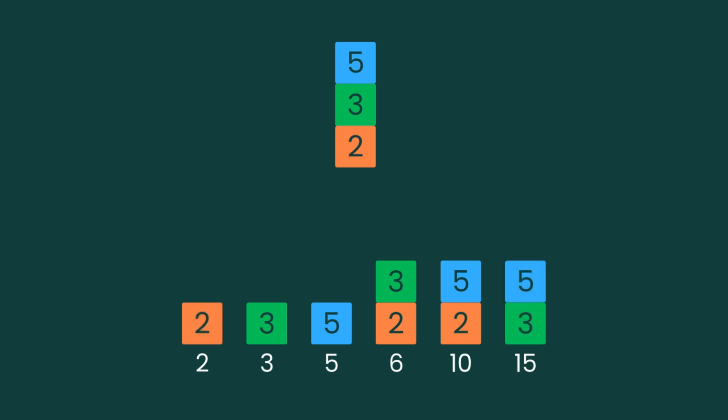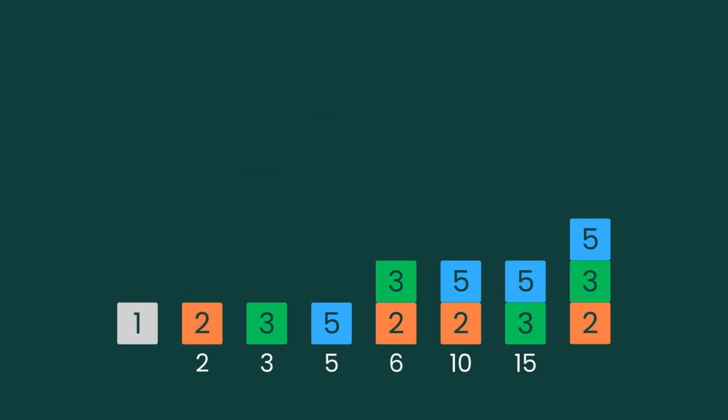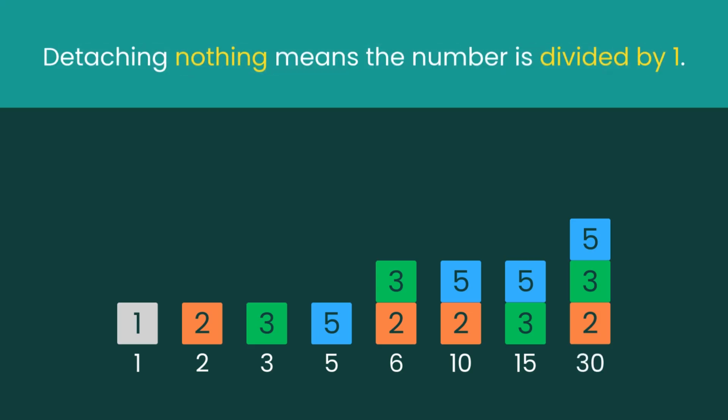And if we don't detach anything? We get the factor pair 1 and 30. Detaching nothing means the number is divided by 1.